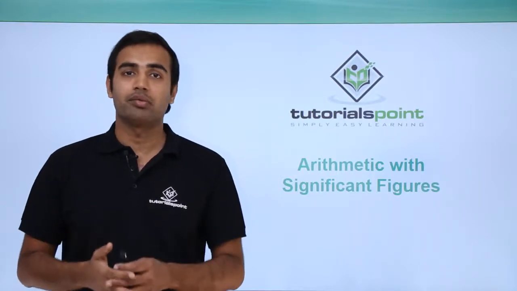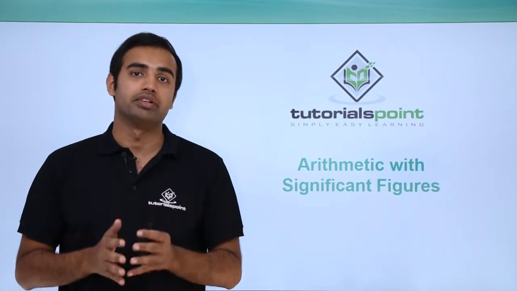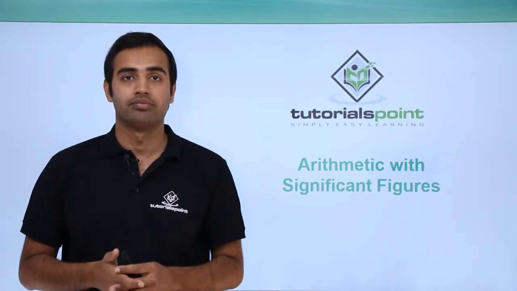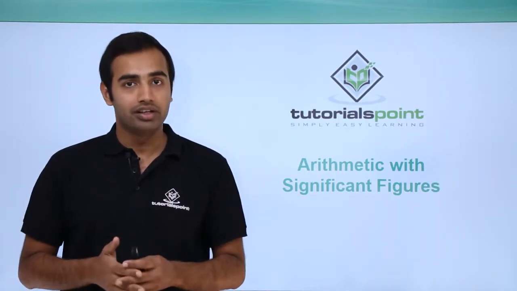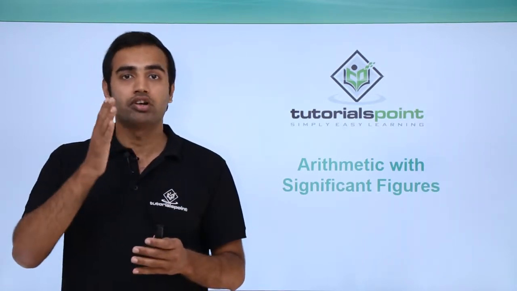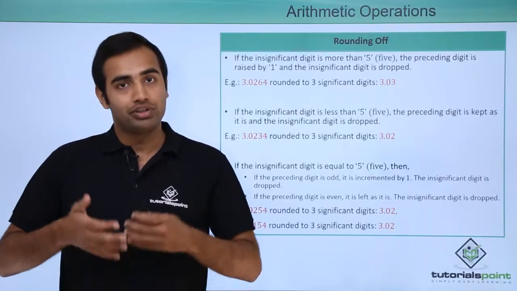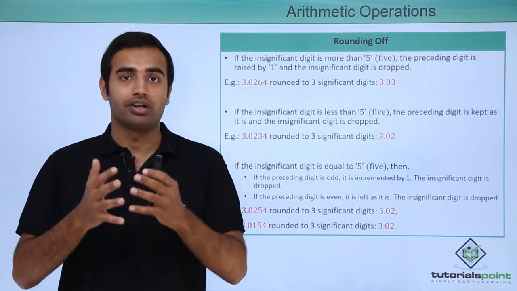Now, let's talk about the next topic in line, which is how to do arithmetic with numbers that have significant figures in them. In this topic, we'll learn to do addition, subtraction, multiplication, division and rounding off procedures on the numbers which have significant digits. So let's start off with the rules of rounding.